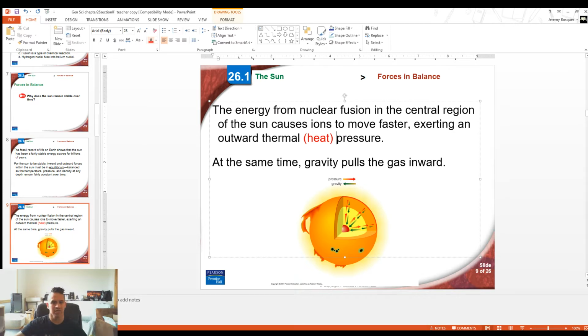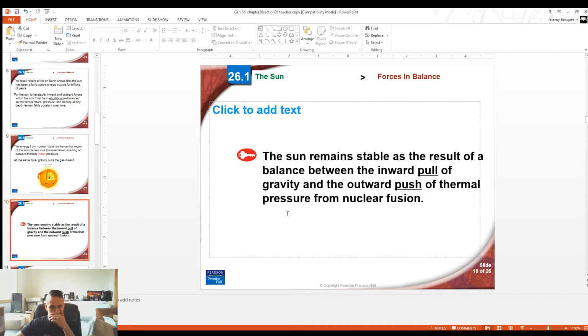making energy and heat, while at the same time gravity is always pulling the sun inward and crushing it down, and these two things balance each other out. So the sun remains stable because the inward pull of gravity and the outward push of thermal pressure from nuclear fusion are equal to each other, and the sun stays the same size.